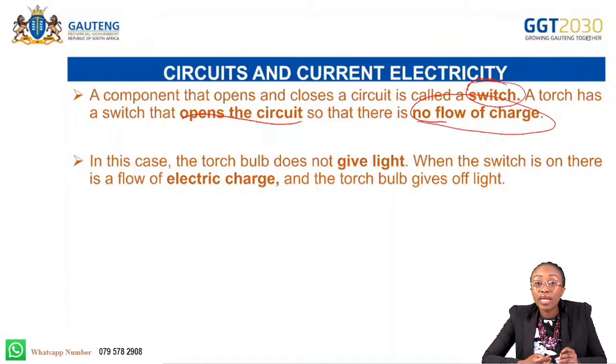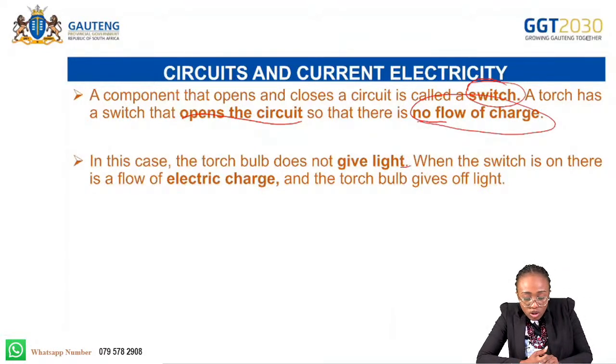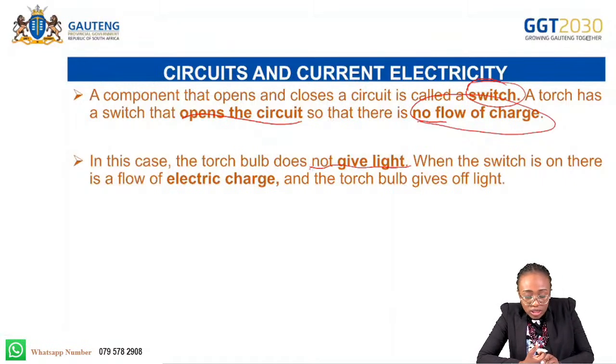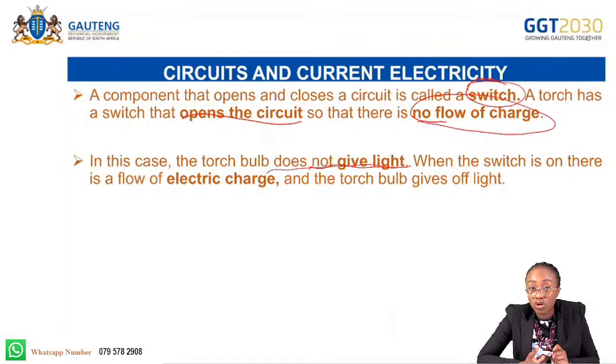And then when you want to use your torch, maybe during load shedding, you will close the switch by switching the switch on. So in the case that the torch bulb does not give light, we know that the pathway is incomplete. The pathway is incomplete in the case that the torch does not give light.